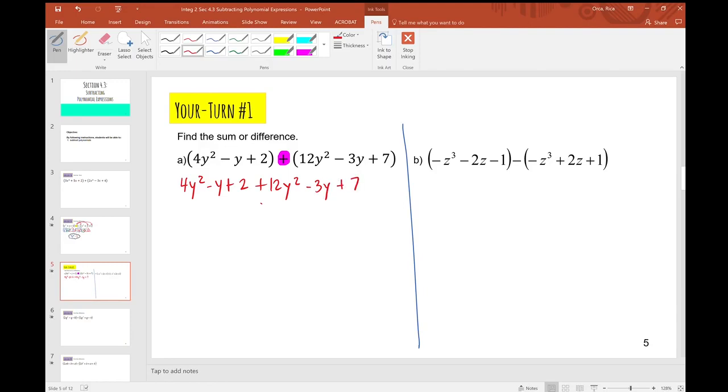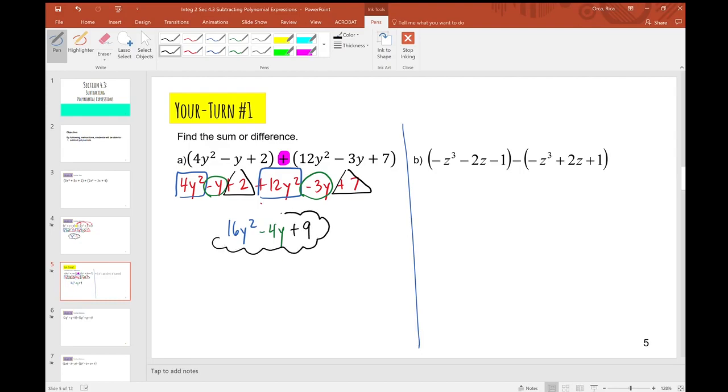Okay, now let's combine like terms. We have 4y squared plus 12y squared, which is 16y squared. We also have negative y minus 3y, which is negative 4y. And finally, positive 2 plus 7, that's going to give us positive 9. And our answer is 16y squared minus 4y plus 9.